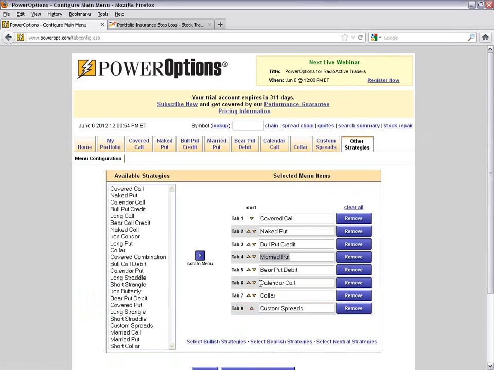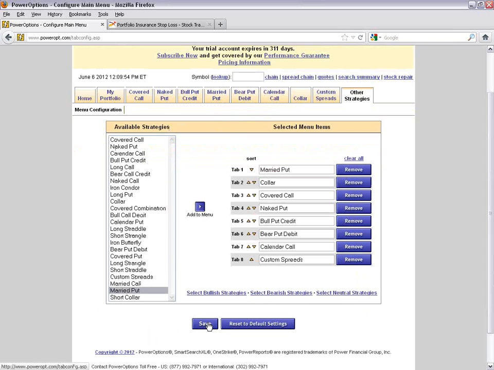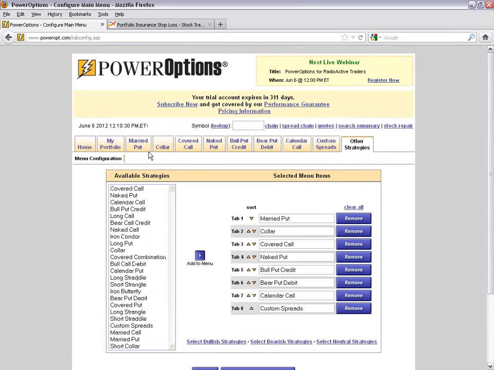If you didn't already have married put selected, well, you'd want to remove one of these selected strategies and then add married put from the left-hand side of the menu, second to the bottom there. So click that and add to menu. Once you've added it to the menu, we can move it up if we want to be the first on the screen. You can customize the order of the different strategies as well. I'm also going to move collar up to the second position. We probably won't get a chance to look at that today, but just to show you a little bit of the functionality using the arrows there. All right, as I go down to the bottom, let's go ahead and click on Save, and that'll just resave the tab selection for us.